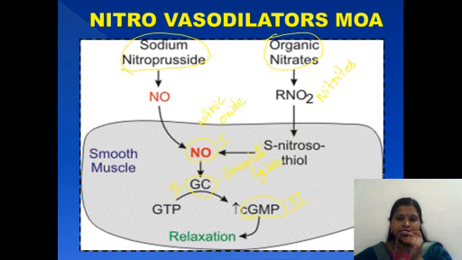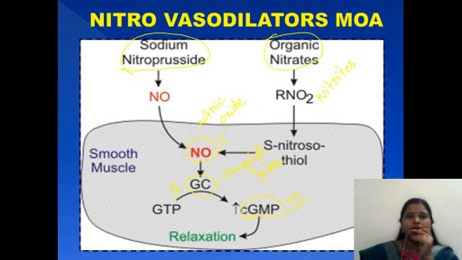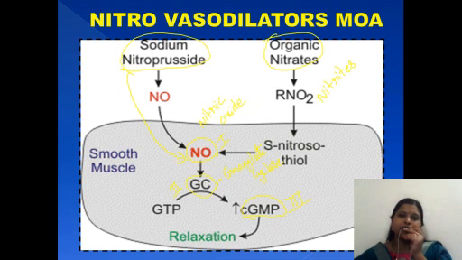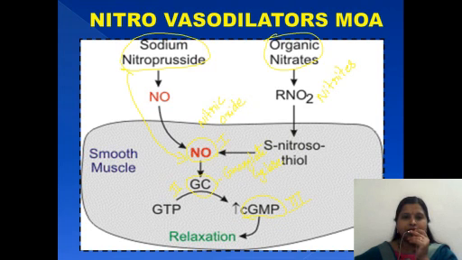So because of all these 3 steps, there is relaxation. Now the sodium nitroprusside is also acting via the same mechanism, where this is also releasing the same nitric oxide as a free radical, and this nitric oxide which is present inside the smooth muscle causes the same type of relaxation just like the organic nitrates and nitrites, right?